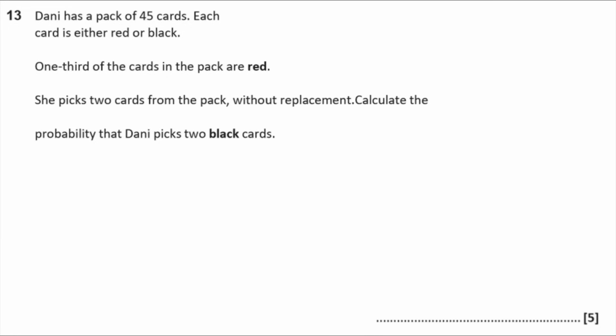Danny has a pack of 45 cards. Each card is either red or black. 1/3 of the cards in the pack are red. She picks 2 cards from the pack without replacement. Calculate the probability that Danny picks 2 black cards.